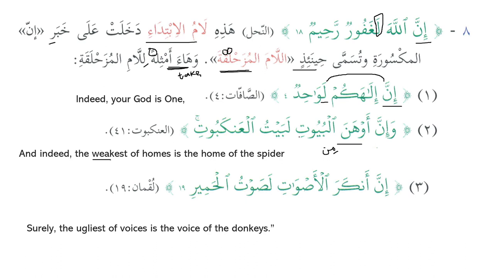If after that we have min, it will be translated as comparative. And if we have a noun after that, the noun will be majroor and it will be used as superlative. So wa inna awhan al-buyuti labaytul ankabut, and again we have the combination of inna and lam al-muzahlaqa. Inna ankar al-aswati lasawt al-hamir. Surely the ugliest of voices is the voice of the donkeys. Ankara is again on the pattern of af'ala tafdil, that's why the noun after that is majroor, and the translation is also superlative.